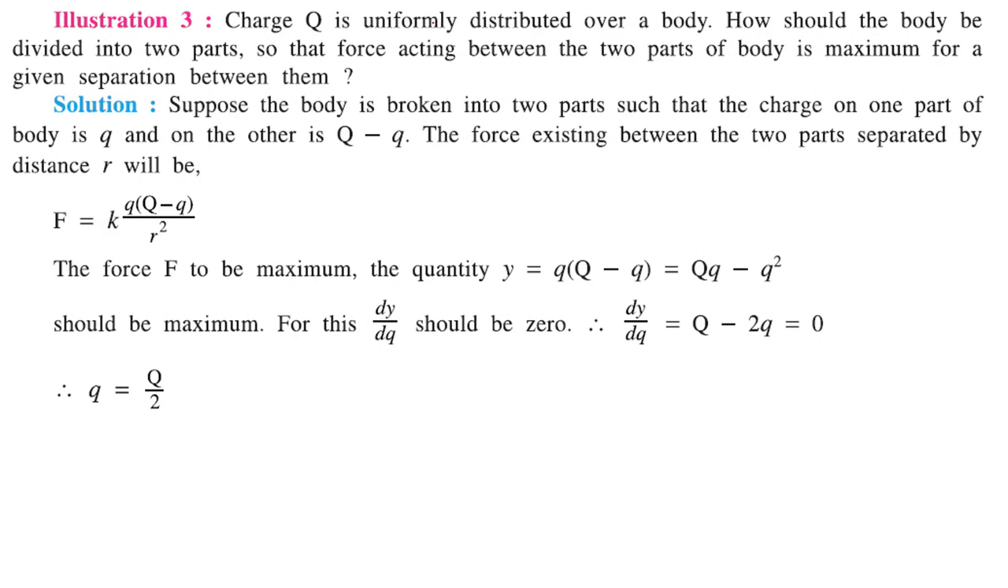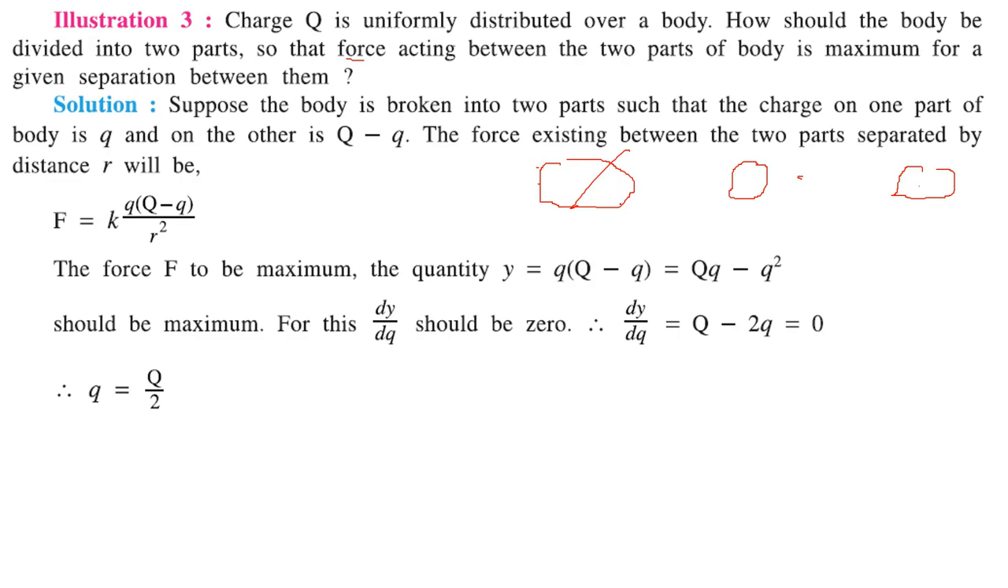Charge Q is uniformly distributed over a body. How should the body be divided into two parts so that the force acting between the two parts of the body is maximum for a given separation between them? So we have a body, say this is a body. We divide it into two. Say one is this and one is this. Two parts we have divided.